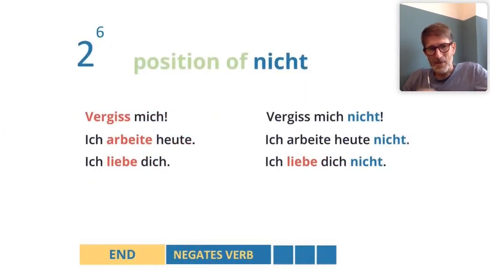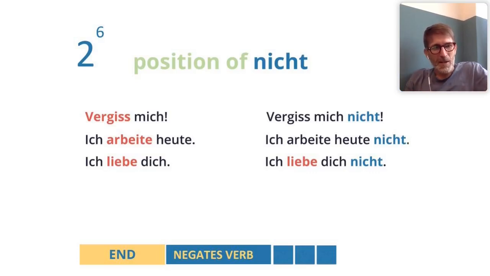Then there's a couple of interesting situations where the nicht goes to the end and where it's basically about the verb. So vergiss mich, forget me. Vergiss mich nicht, forget me not. And of course, you could also say vergiss nicht mich, forget not me, but rather your boyfriend. It's very unlikely. Yeah, you rather would say, don't forget me.